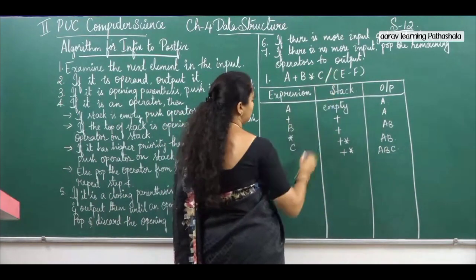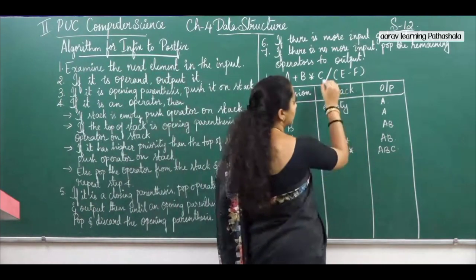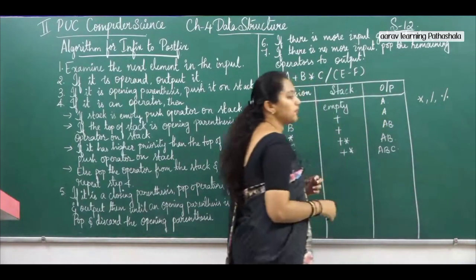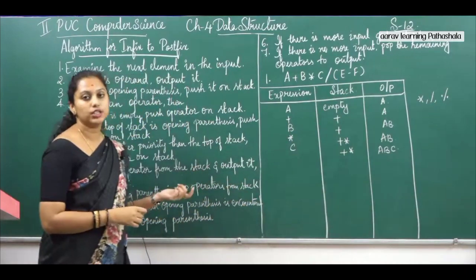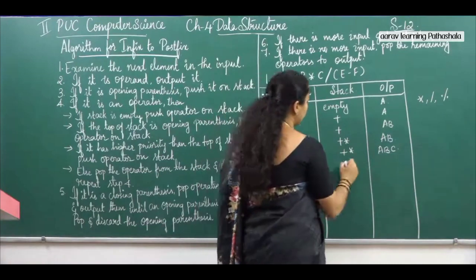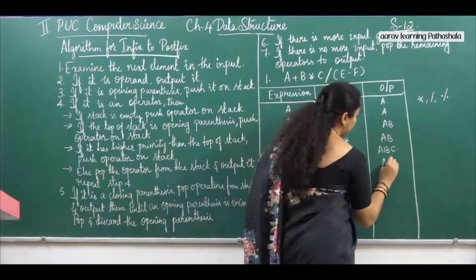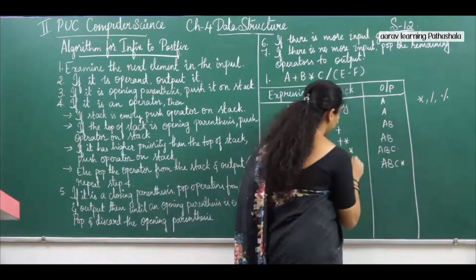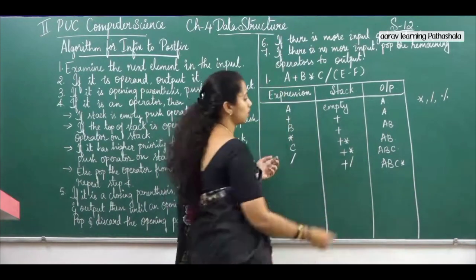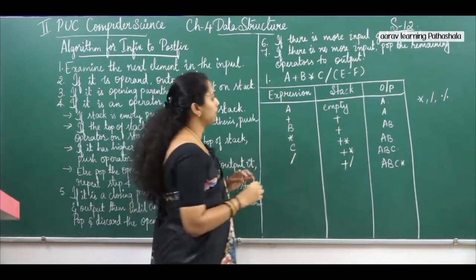Next is the slash symbol, which is nothing but the division symbol. Here star, division and modulus symbol have higher priority than the addition and subtraction symbols. So I am going to pop this multiplication symbol, and I am pushing this division symbol into the stack, because multiplication, division and modulo symbols have the same priority.